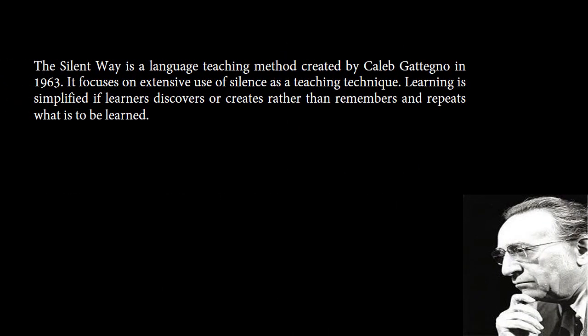Okay, the silent way is a language teaching method created by Gattegno in 1963. It focused on extensive use of silence as a teaching technique. Learning is simplified if the learner discovers or creates rather than remembers and repeats what is to be learned. This way of teaching has been created by this guy. We have his picture beneath, okay, in 1963.